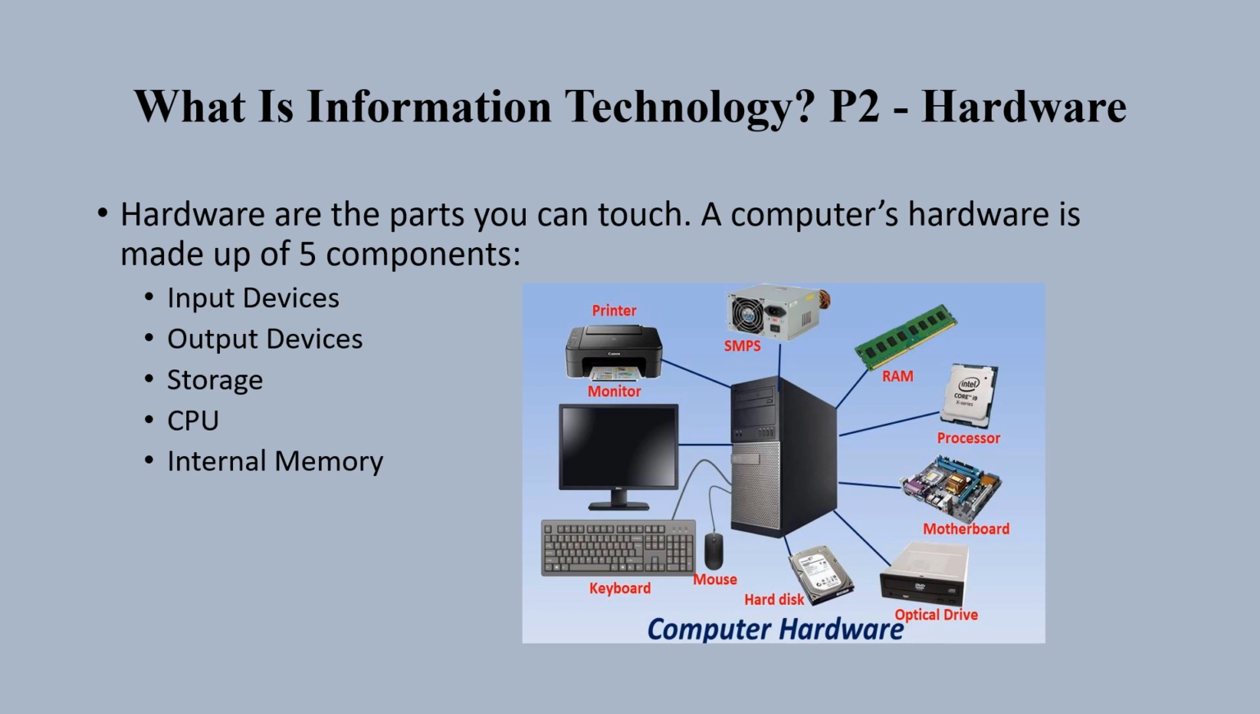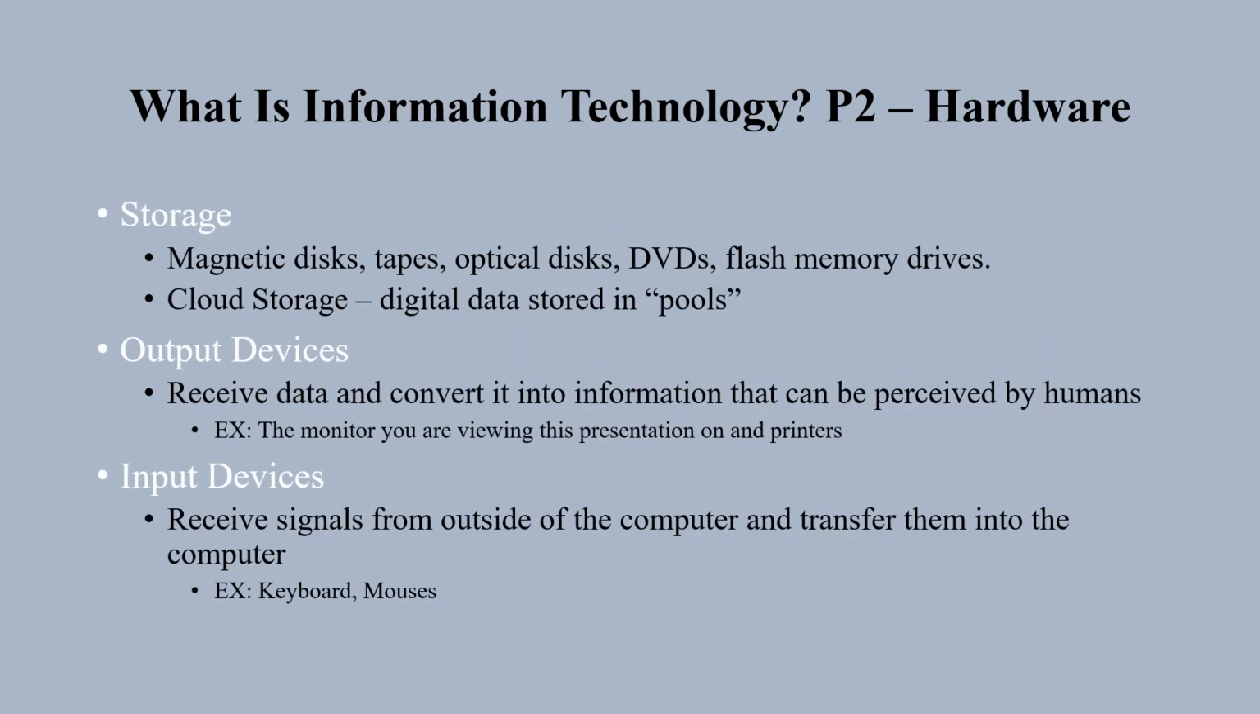The hardware part. Hardware are the parts you can touch, the physical aspects of a computer. A computer's hardware is made up of 5 components: input devices, output devices, storage, CPU, and internal memory. Storage are the magnetic disks, tapes, optical disks, DVDs, or flash memory drives. There's also cloud storage. Cloud storage is digital data stored in pools.